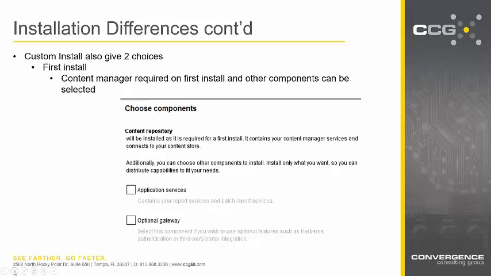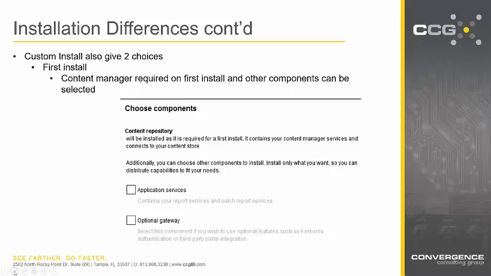It then gives you two choices under that as well. And the first one is again, it's a first install. But on this one, you'll notice, and this is different even within the version 11 releases, in the GA release we could select whatever components we want. This has been changed slightly now, where you have this first install option under here.